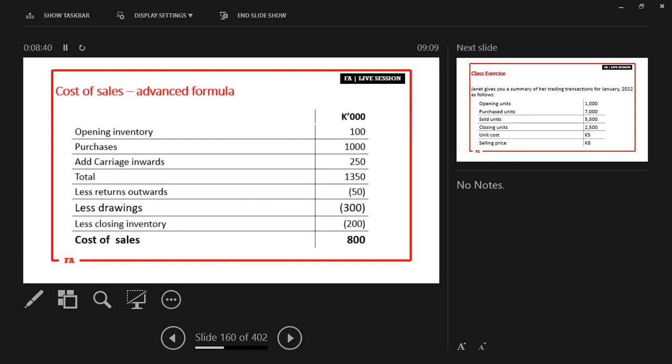Notice that in some cases, you may have also stolen what? Inventory. Stolen inventory must be reduced from what? Cost of what? From your opening inventory and your purchases and your carriage what? Inwards. Should be removed from there because what was stolen was not sold.